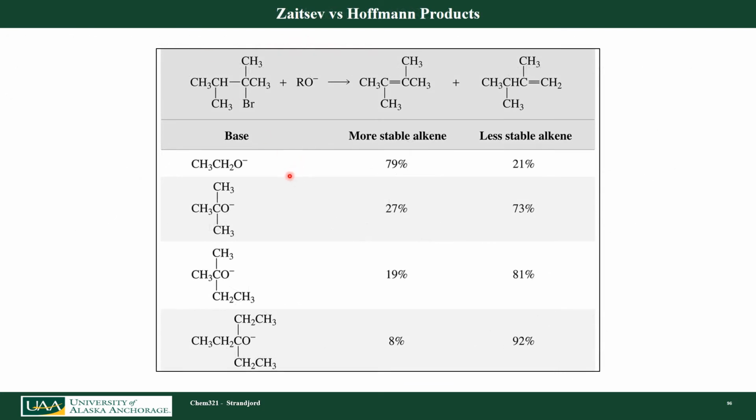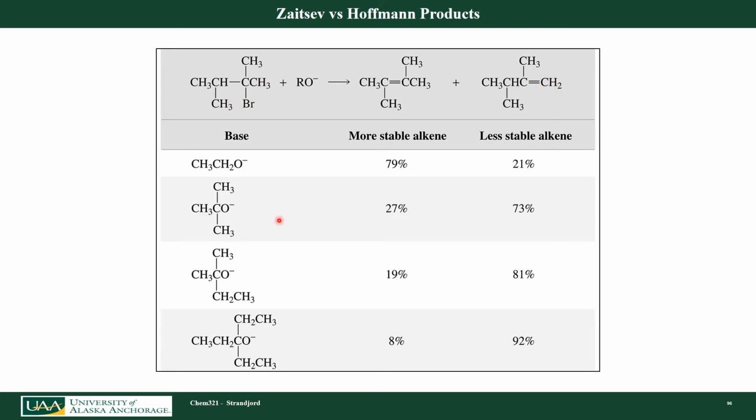Let's look at some product distributions based on the size of the base. If I look at a small base, this one would be an ethoxide, and if I look at the product mix based on the elimination reaction for this starting material, I find that I get a high percentage of the Zaitsev product and a lower percentage of the Hofmann product. If I start to increase the size of the base, so this is a fairly bulky base, I see that my Hofmann product increases and my Zaitsev product decreases, again because it's easier to abstract these hydrogens out here on this molecule.